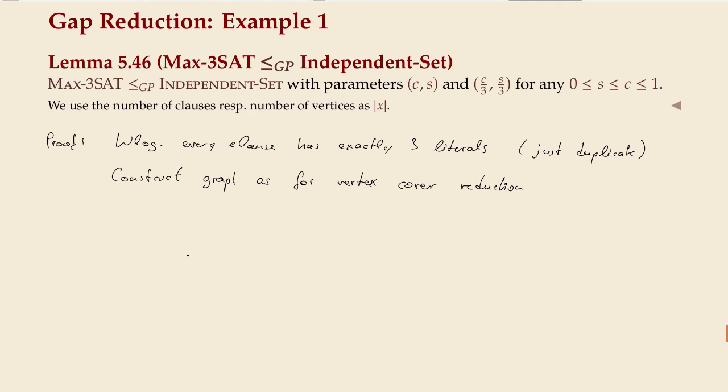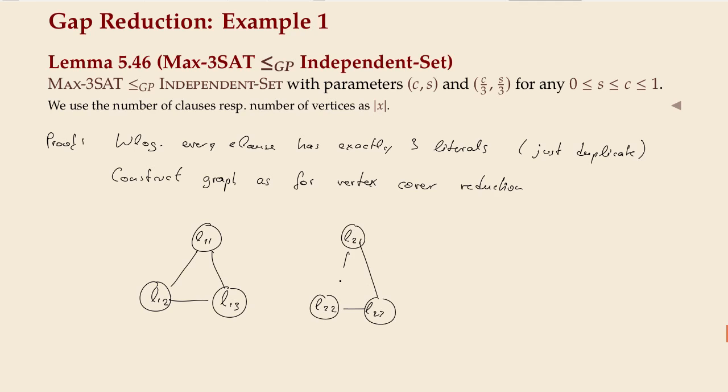So if we have a clause with 3 literals, then we make a node for each of these and connect this as a triangle. We have such a triangle for every one of the clauses. And additionally, we have certain edges between the clauses whenever these contradict each other.